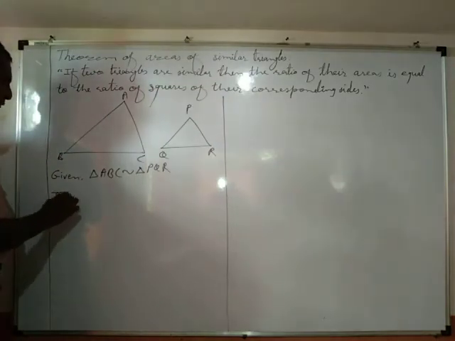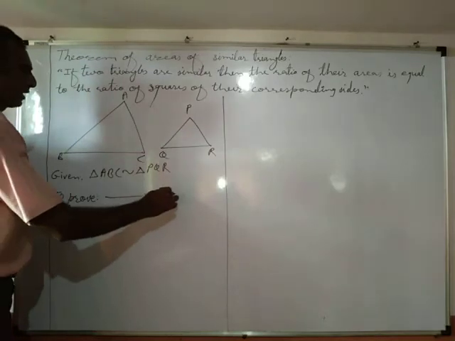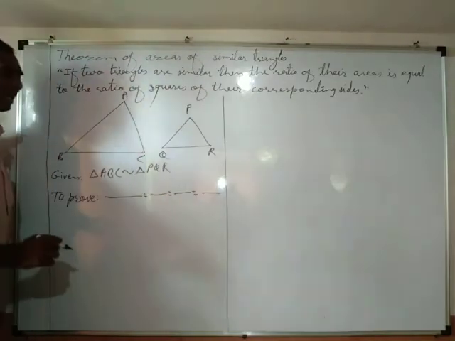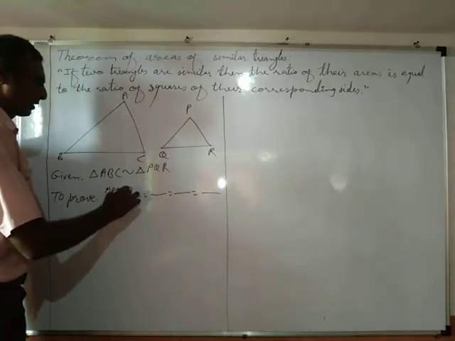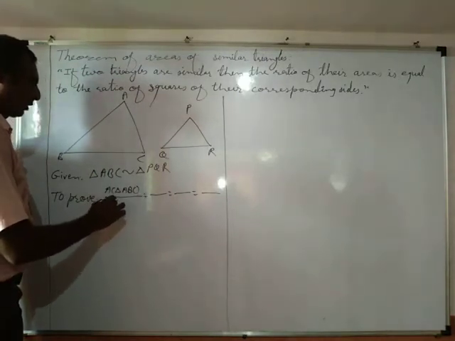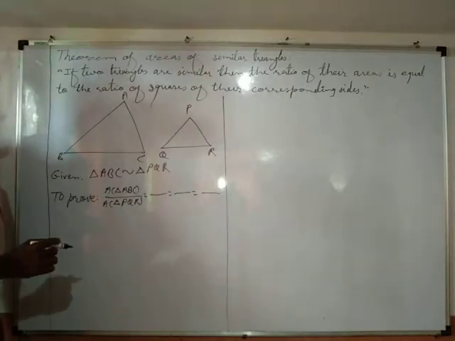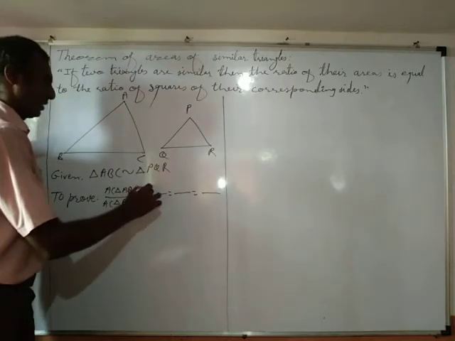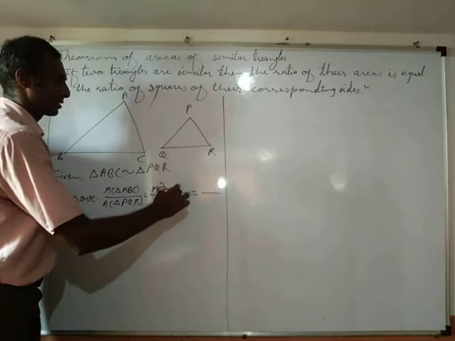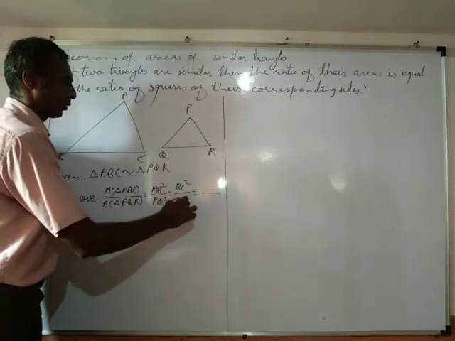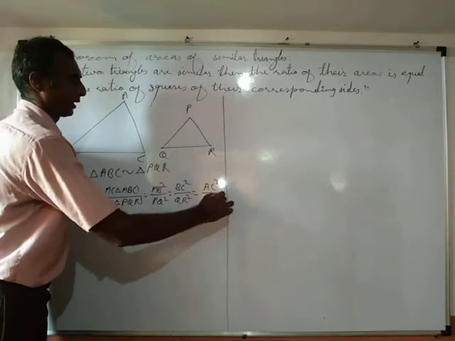Then what to prove? To prove the ratio of areas of two similar triangles. Means here, area of triangle ABC upon area of triangle PQR equals the ratio of squares of their corresponding sides. Means AB square upon PQ square equals BC square upon QR square equals AC square upon PR square.